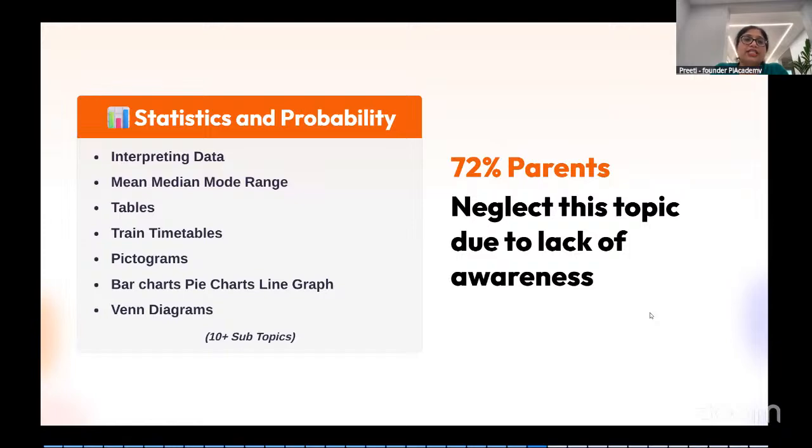So the next is statistics and probability. 72% of parents neglect this topic due to lack of awareness. And this is very important for all of you to understand the scale of the 11 plus exam. There are literally 80 plus topics. So do not underestimate it, and make sure you are practicing every topic. I will not show you the same thing again, but we will be sending you the link on the Zoom chat. You can have a look at that and browse through all the topics.